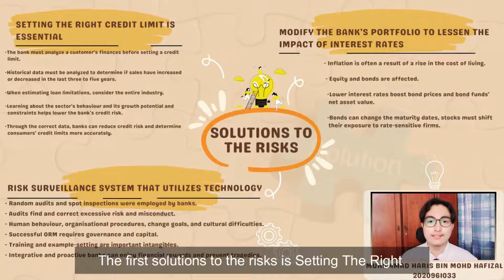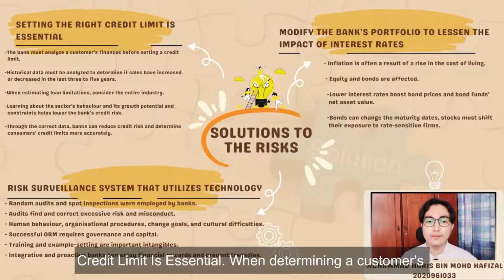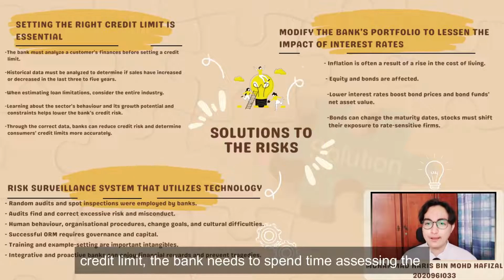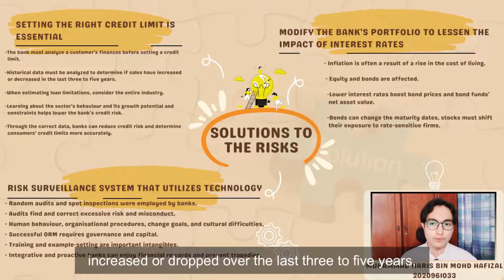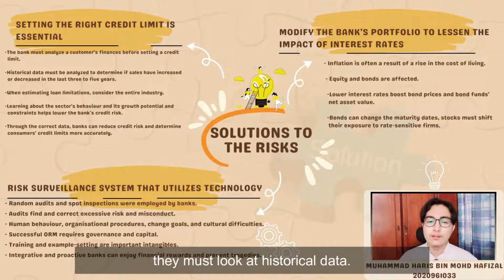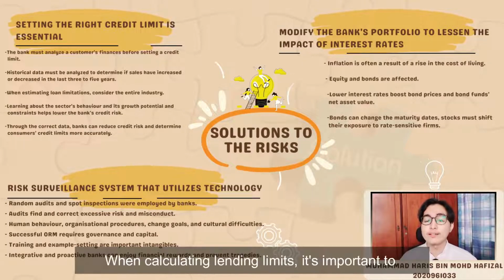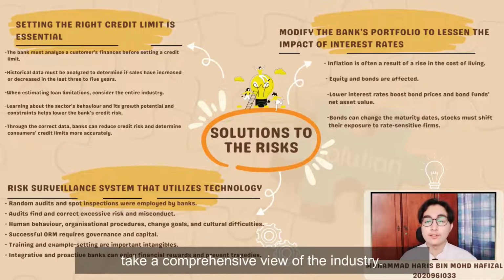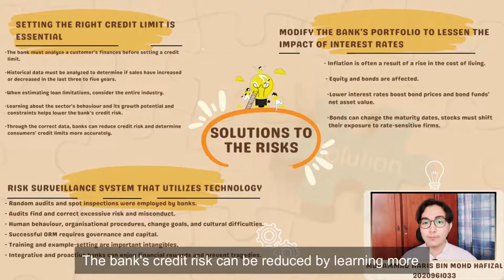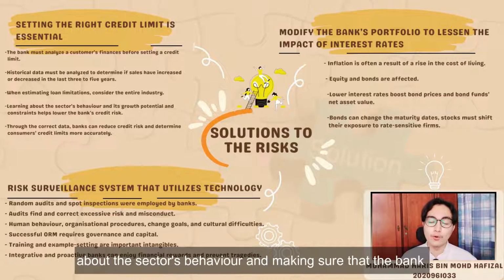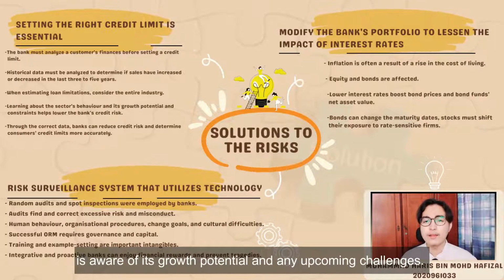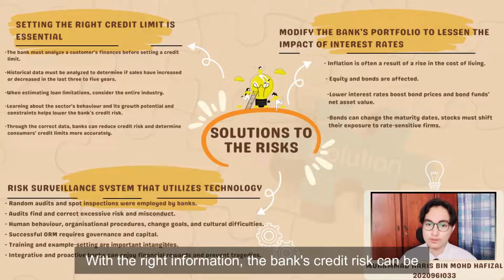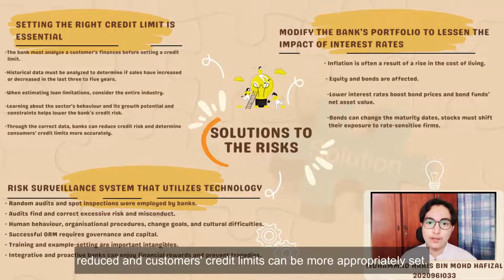The first solution to the risk is setting the right credit limits, which is essential. When determining a customer's credit limit, the bank needs to spend time assessing the customer's finances. In order to establish if sales have increased or dropped over the last 3 to 5 years, they must look at historical data. When calculating lending limits, it's important to take a comprehensive view of the industry. The bank's credit risk can be reduced by learning more about the sector's behavior and making sure that the bank is aware of its growth potential and any upcoming challenges. With the right information, the bank's credit risk can be reduced and customers' credit limits can be more appropriately set.